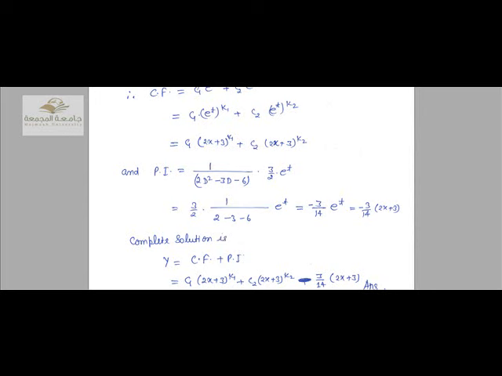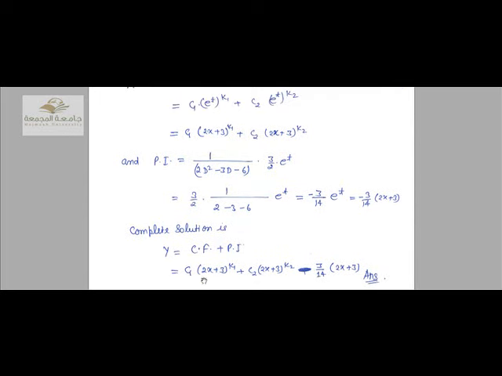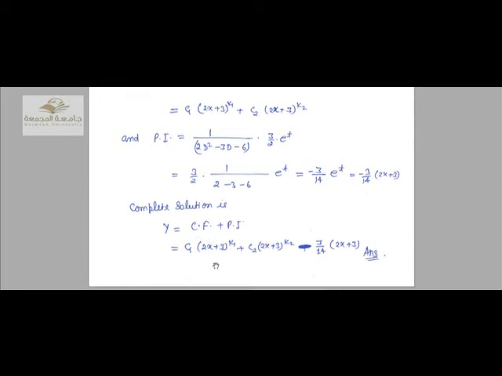Complete solution is y = complementary function plus particular integral, which is y = c1 (2x+3)^k1 + c2 (2x+3)^k2 − (3/14)(2x+3), which is the required solution of the given differential equation.